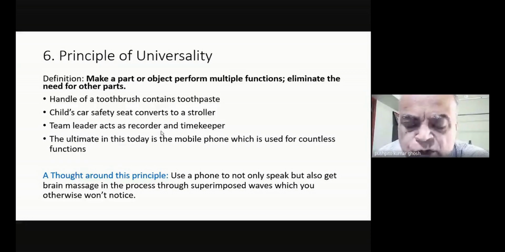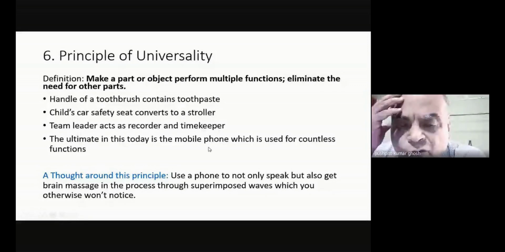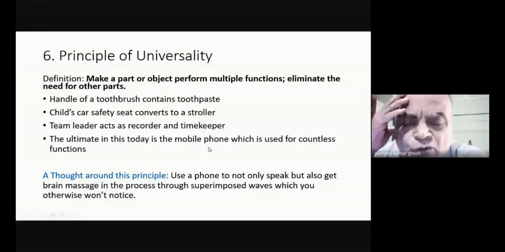That person has to sometimes perform multiple functions. So it's really complying with the principle of universality. Today, I think nothing epitomizes the principle of universality better than the mobile phone. It's just mind-boggling what all you can do with a mobile phone.